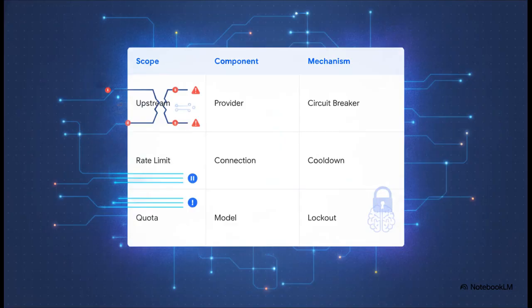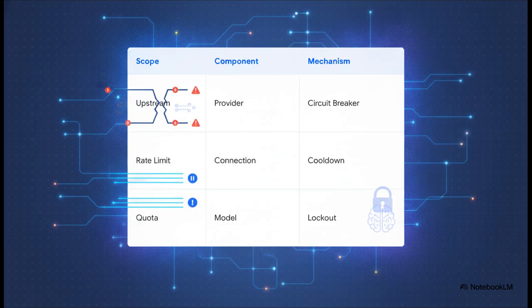But wait, what happens when things break? Because they definitely will. This is where the router gets super smart and stateful. It uses distinct layers of resilience to avoid retry storms while keeping your requests flowing. Say a provider starts throwing 500 errors. A provider circuit breaker trips, so you don't waste time banging on a broken door. But if you just hit a rate limit on one specific API key, a connection cooldown isolates only that account, leaving your other accounts for that provider totally available.